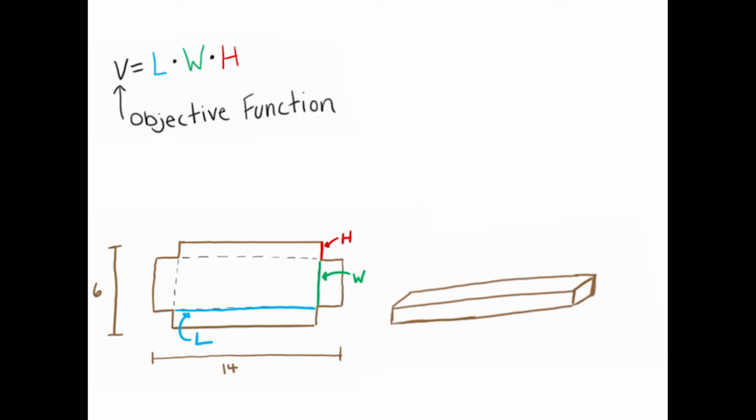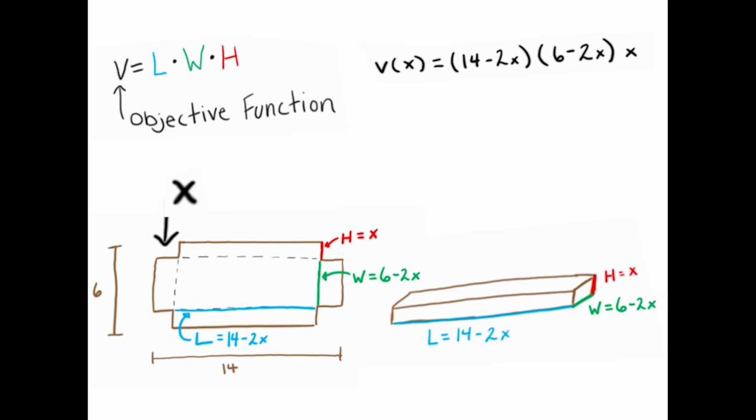Well, we're trying to find out how big of a cutout to make so that we maximize the volume, so let's use x for the length of the cutout. Now, if x is the length of the side cut out, L equals 14 minus 2x because 2 sides have been cut out. W equals 6 minus 2x, and height, as we know, is x. So, now we have the volume expressed as a function of x, which we can multiply out.